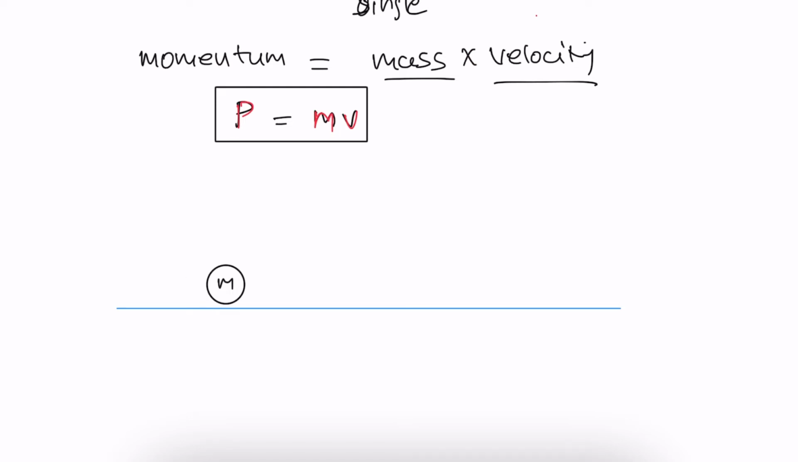Let a body of mass m be moving with velocity u. So its momentum is mu. Now a force is applied on the body, then the velocity of the body is changed. Now it is moving with velocity v. So now the momentum is mv. See here, the change in momentum, that is mv minus mu, is always directly proportional to F.